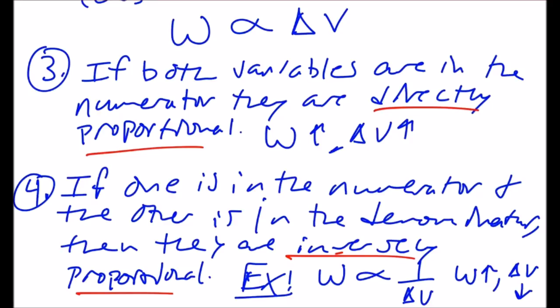Now I have here, this is not true. This is a fake statement here. Okay, please understand that. I'm just writing this down to show you what it would look like. If the equation came out looking like this, where work is in the numerator and the change in volume is in the denominator, then they would be inversely proportional to each other. We would say that if work increases, the change in volume would decrease and vice versa. So again, this is not true. I just wrote it down so you could see what that scenario would look like.